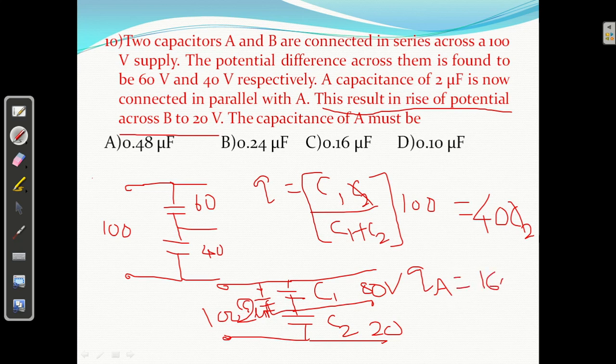So Q equal to 80 into 2, 160 microcoulomb, or C1 equal to, Q equal to CV, so 80 C1. Now QA plus this, sorry, it is not Q1. So Q1 plus QA equal to, the charge going from here, this plus this, equal to 20 C2. Clear?